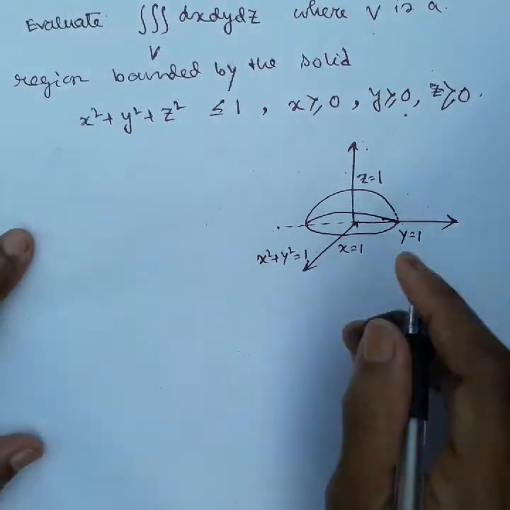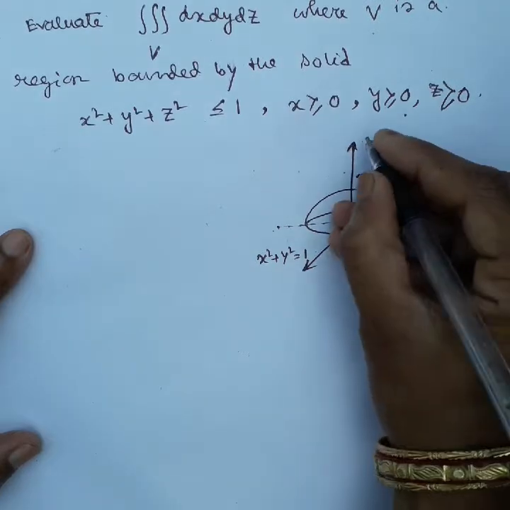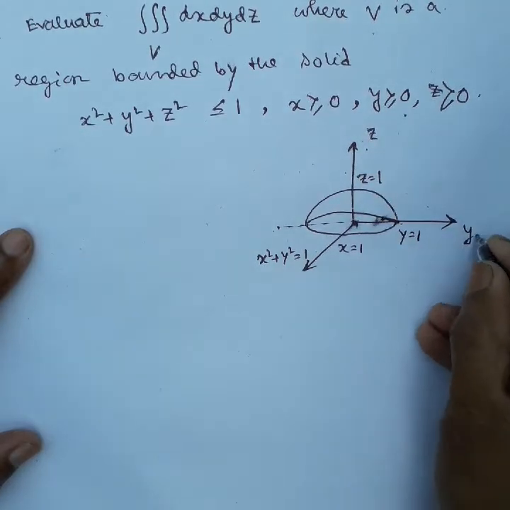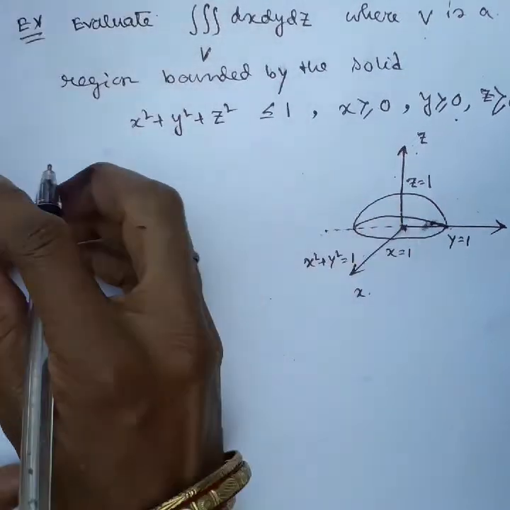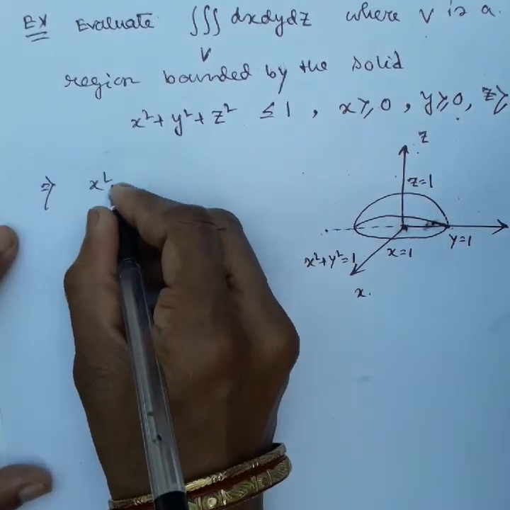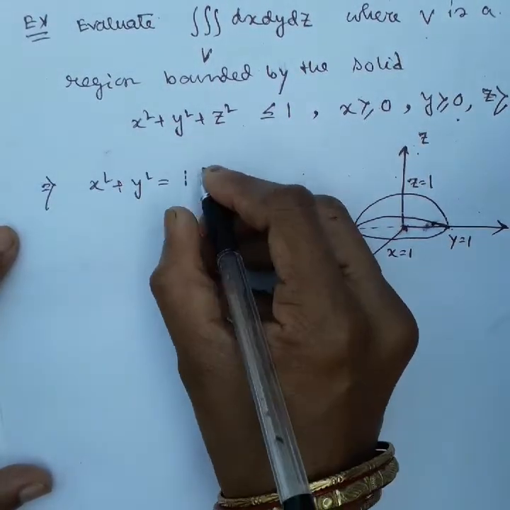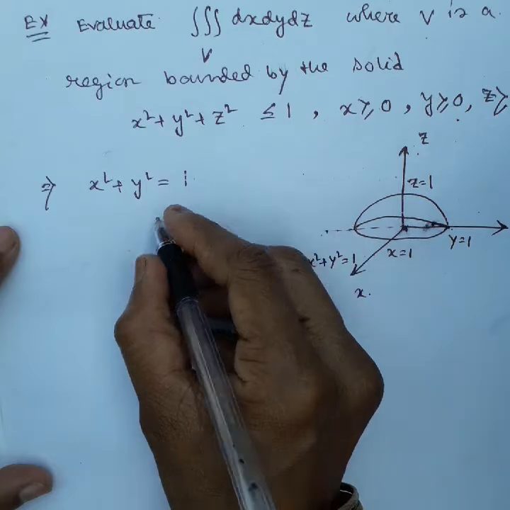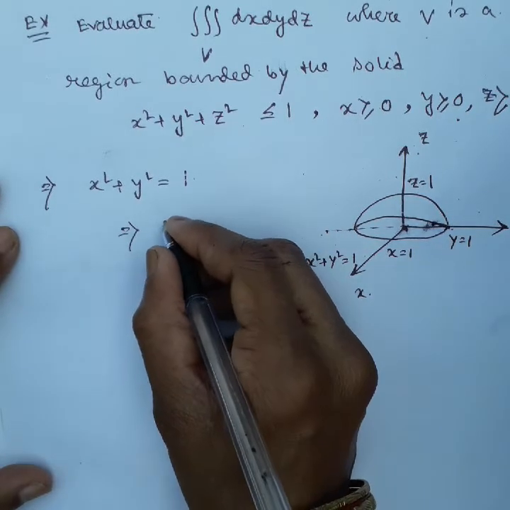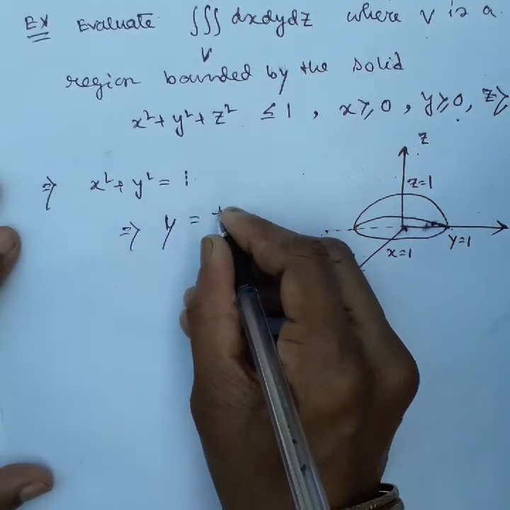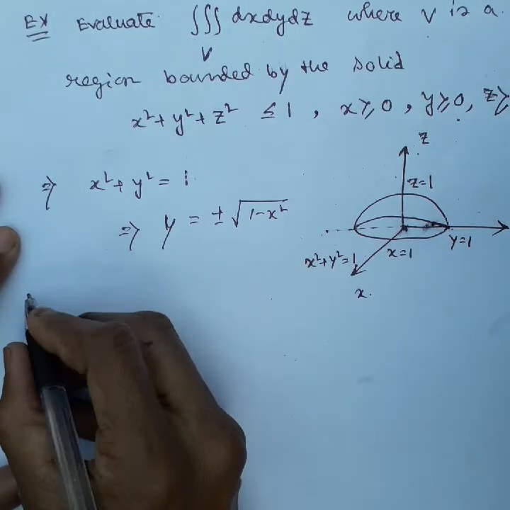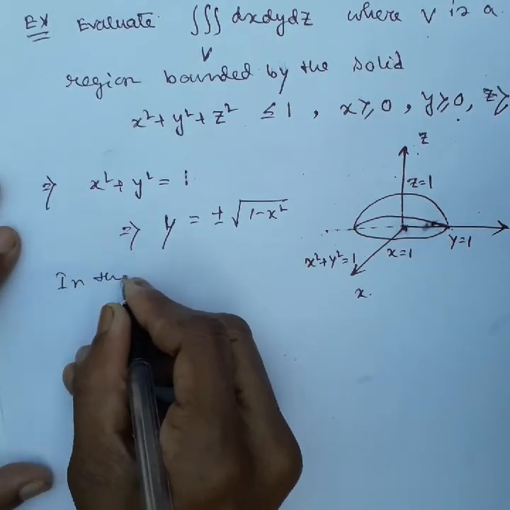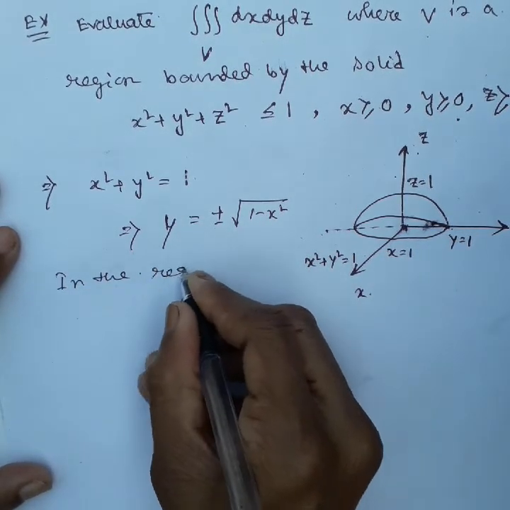Okay, so this is z, this is y, and this is x. Now here x square plus y square is equal to 1. This implies that y is equal to plus minus root over of 1 minus x square.